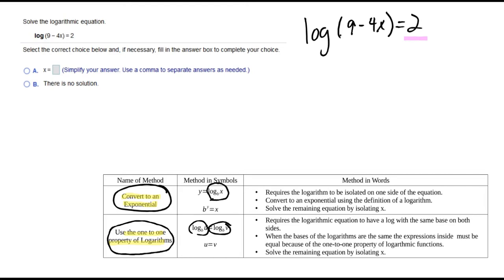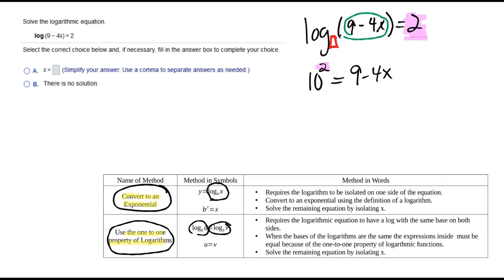So I need to know what the base of this log is. I don't see any subscript down here, so that means this is my common log, and that base is 10. So I have a base of 10. The log always equals the exponent, so 2 is going to go into that power. And then this expression, 9 minus 4x, is what 10 to the second power equals. So I've converted this to an exponential.